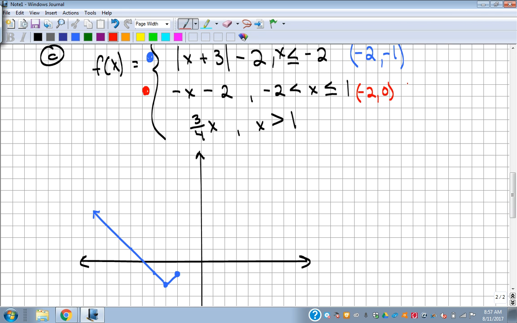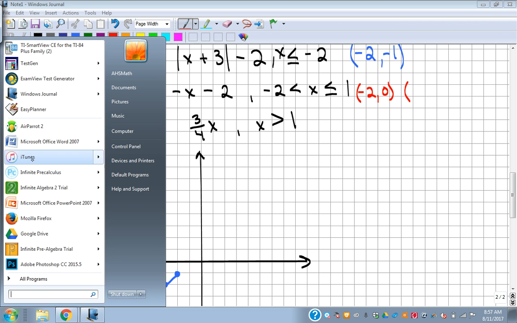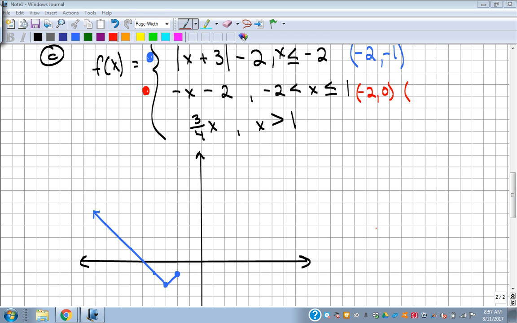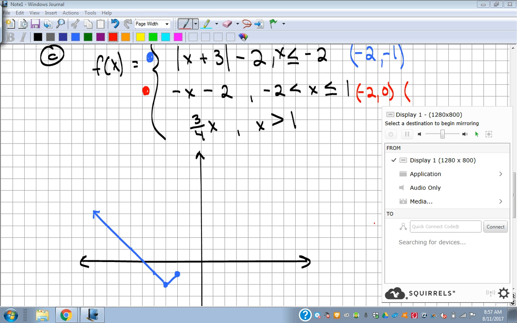What's the other important point? I know you can't see it. It'll be okay. We'll get it up there in just a second. It would be at x equals 1. What's the y value when x equals 1? When x equals 1, -3.